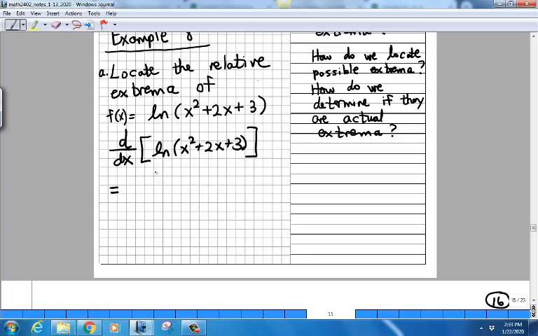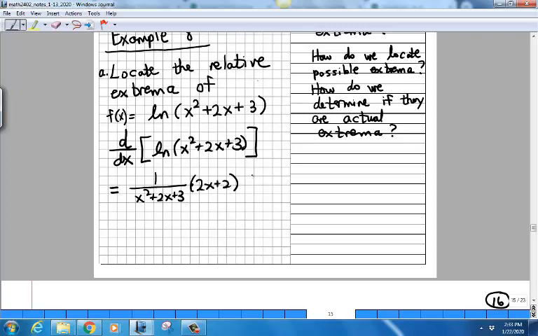So let's see, this derivative is going to be 1 over x squared plus 2x plus 3, but the chain rule comes into play, right? So what do I have to multiply in here? The derivative, which is what? 2x plus 2, right, okay?